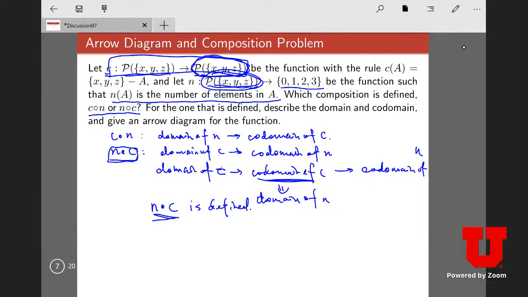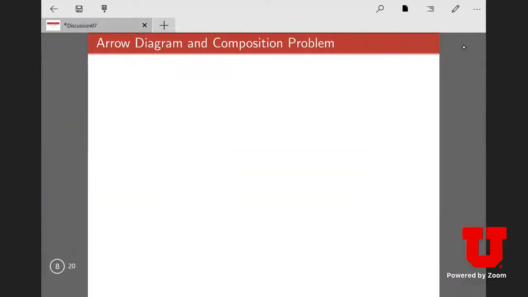Okay, so how do we draw the arrow diagram? We have N of C. C is a function from the power set of XYZ to the power set of XYZ, and it is defined as C of A is equal to XYZ minus A.